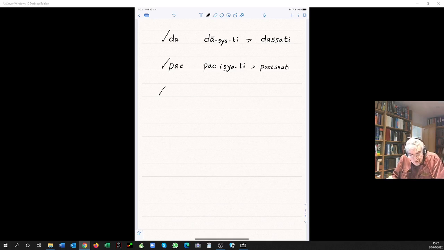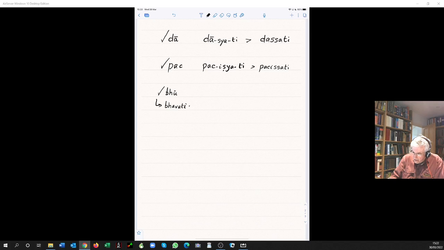Often, mostly if the root ends in a vowel, then the sya, talking about Sanskrit now, will be added directly to that root, as in da. Sorry, the script's long. I forgot to make that long. Da, dasyati. Sometimes it doesn't happen. For example, the well-known root bhu, to be, makes the present tense bhavati, and Sanskrit makes the future bhavishyati. And as is to be expected in Pali, that becomes bhavisati.